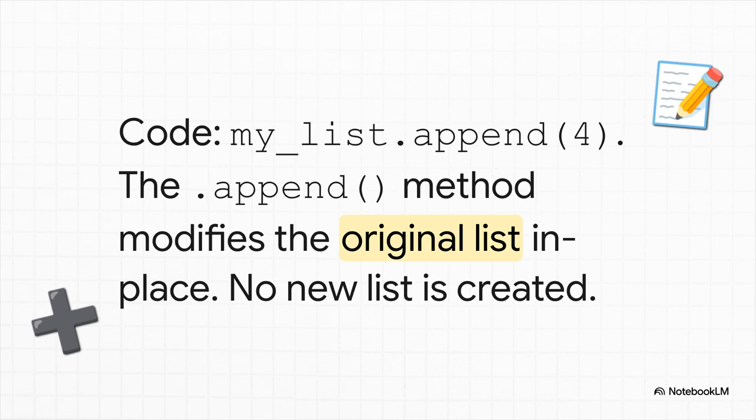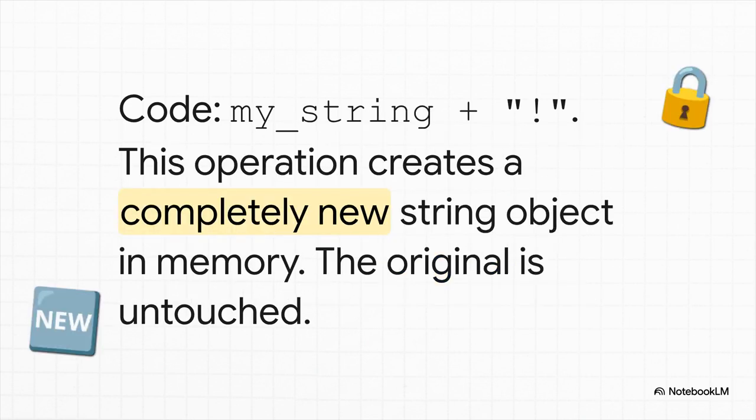When we use the .append method, we are literally reaching into that original list object and adding something to it. We didn't create a new list, we just changed the one we already had. Now, let's compare that to an immutable string. When we add an exclamation mark here, it really looks like we changed my string, but we didn't.